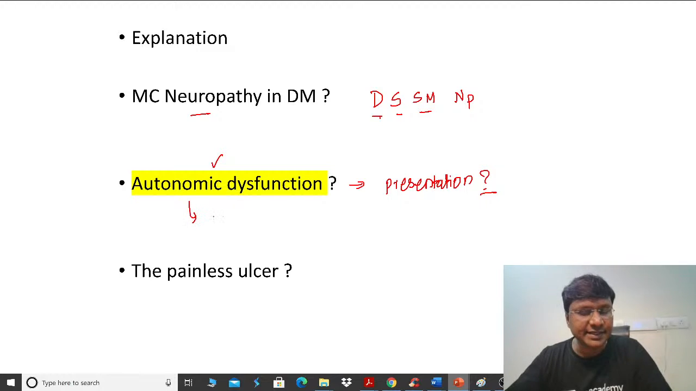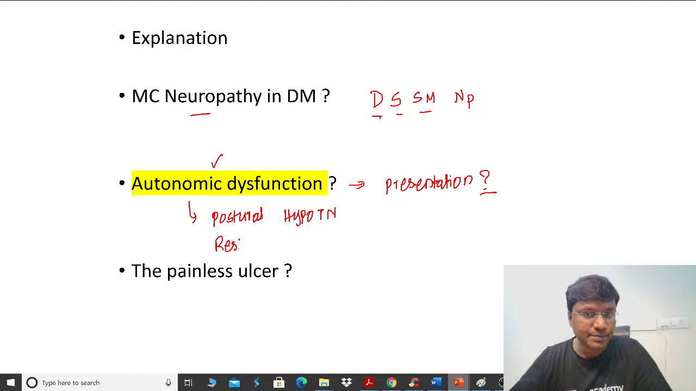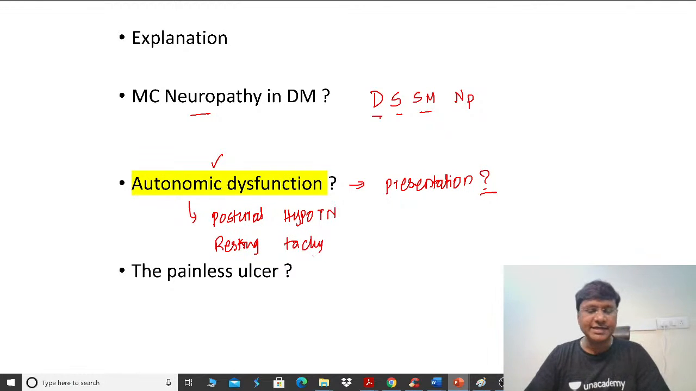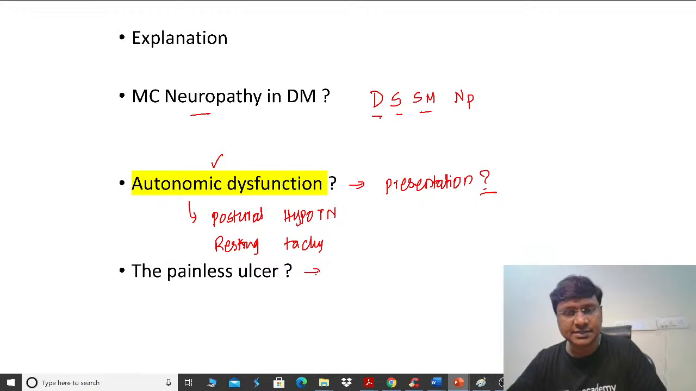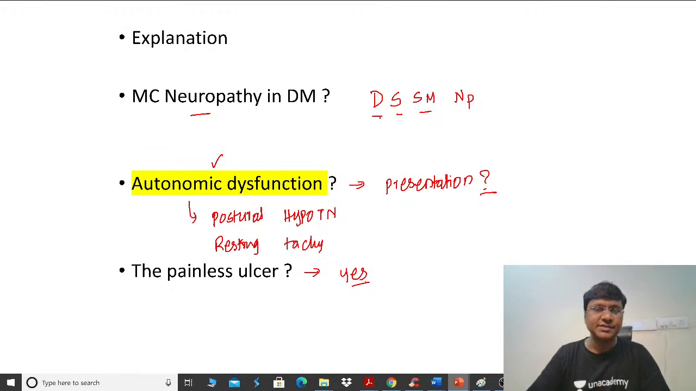There are multiple things. One of the very important features is postural hypotension. Very good, Dr. Kumar. And yes, very good, Ashwin Brady, there is also resting tachycardia. And there can be gastroparesis, there can be silent MI. All these will be the features of autonomic dysfunction. And painless ulcer, yes, it is present in patients with diabetes mellitus. Why is it painless? Because there is no nerve supply to that particular part of the body. So that will be your painless ulcer.